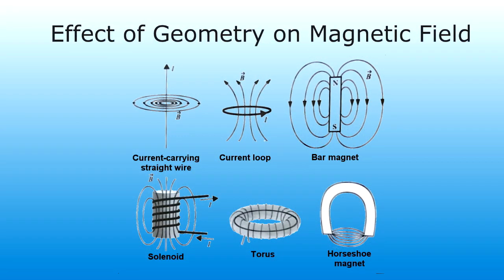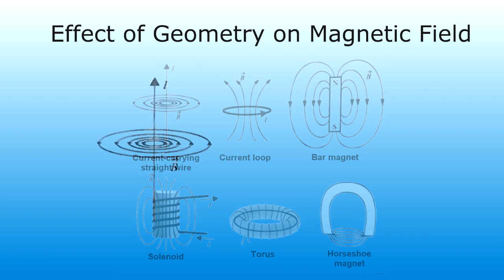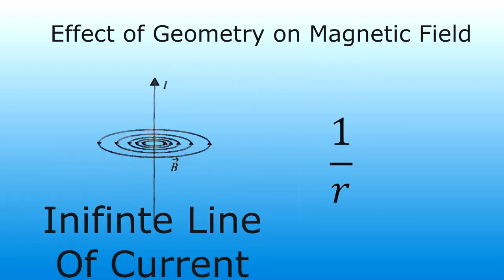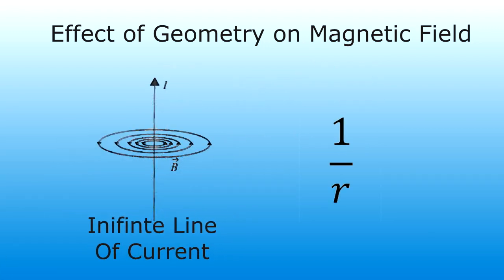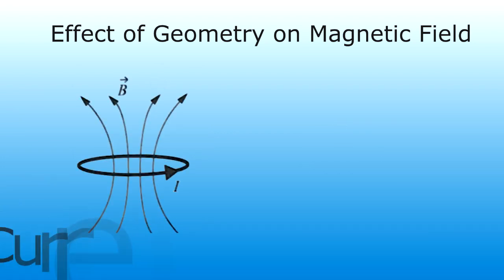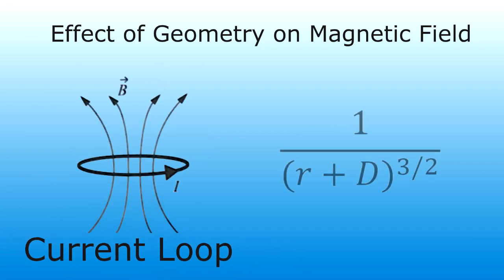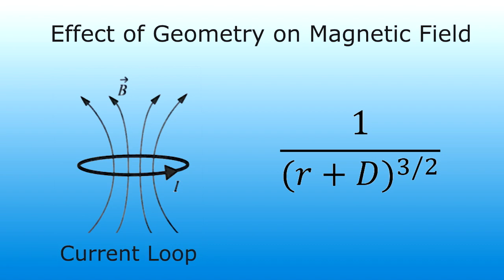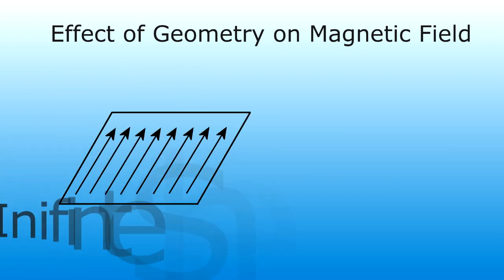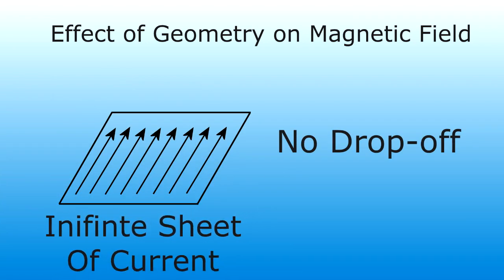Now, the geometry and strength of the current determines the magnetic field strengths. And like I said, these are not point charges, so there's not going to be a 1 over r squared law. So here's a few examples. If you have a long infinite line of current, it's going to end up being a 1 over r drop-off. If you have a circular current loop, like we said, it's a 1 over r to the 3/2 drop-off, and you need both the radius and the distance away. And if you have an infinite sheet of current, it doesn't diminish at all.